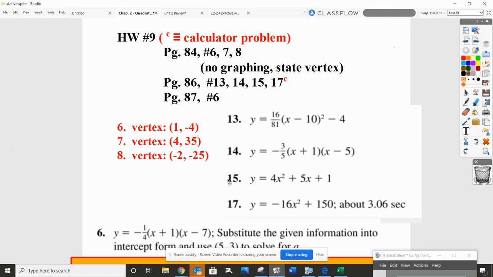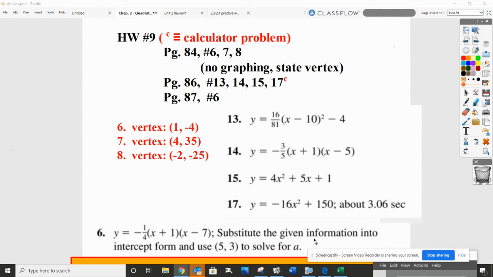Okay. Number 15, your equation is y equals 4x squared plus 5x plus 1. Number 17, y equals -16x squared plus 150. And the second part asks how long it takes to reach its maximum. So that is the x coordinate of your vertex.